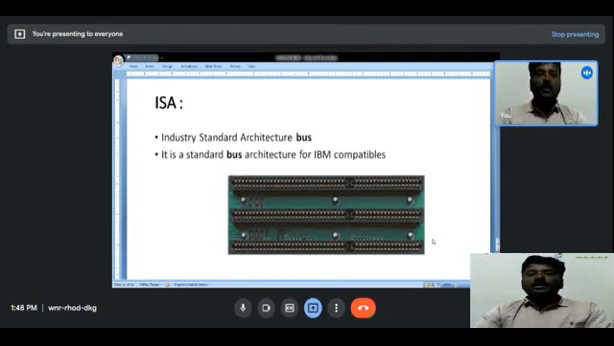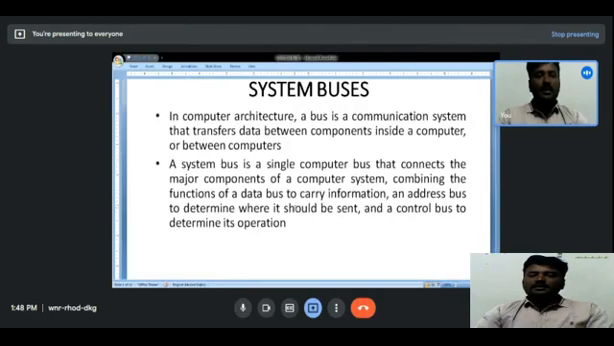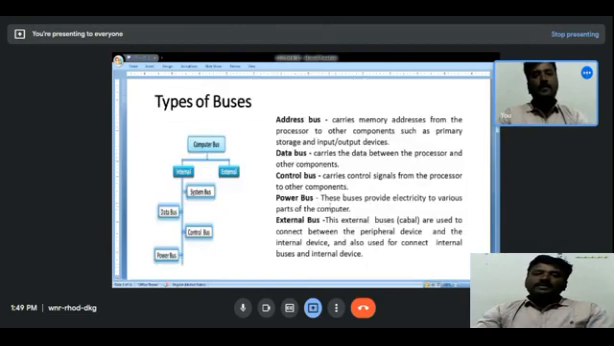A quick review. Buses are something that is used to connect for the means of communication, which may be data transfer, address transfer, or control signal transfer, or power supply also. Next, there are different types of buses such as internal bus and external bus.